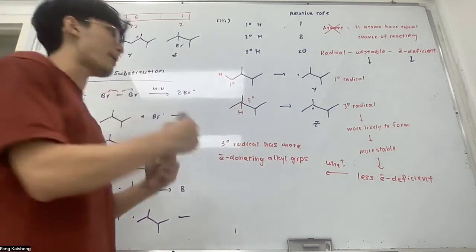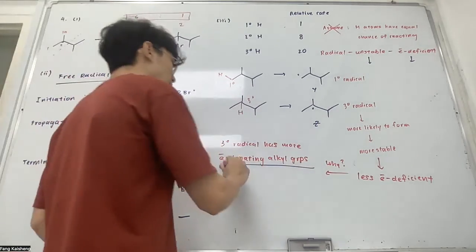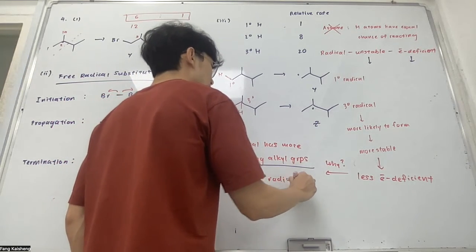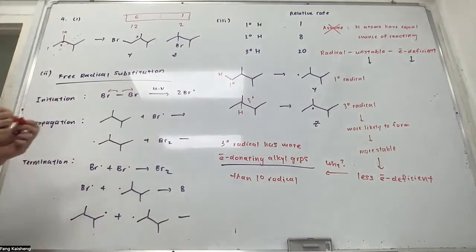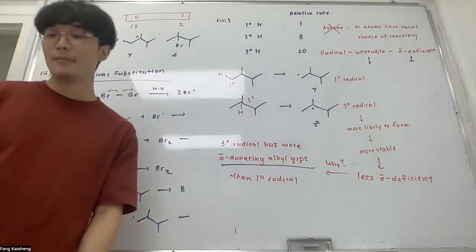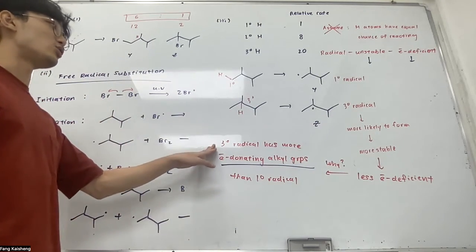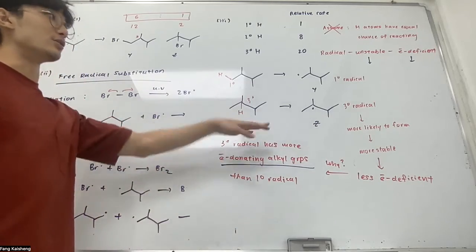It's a full package, right? Cannot be separated. And because it has more electron donating alkyl groups than the primary radical, it is less electron deficient, is more stable, more likely to form. That's why tertiary has the highest chance. For this question, they asked us to explain in general primary, secondary, and tertiary. So you can just say tertiary radicals are more stable than your secondary or primary. Never mind, all right, like that also can.